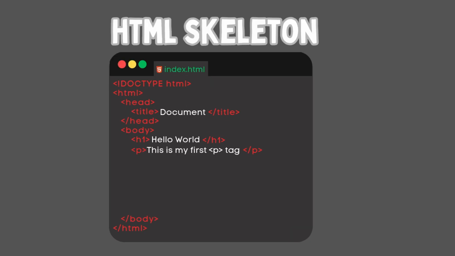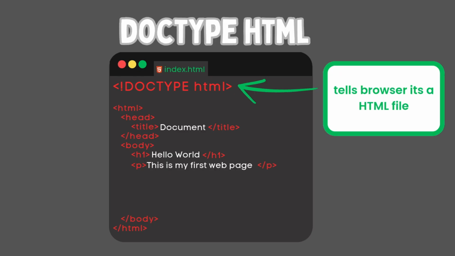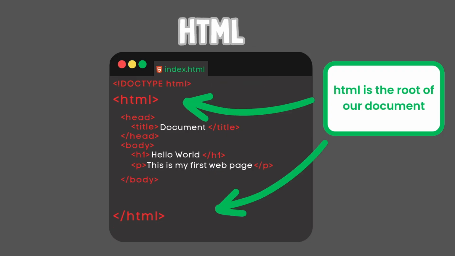Alright, let's start by looking at the basic structure of an HTML document. This structure, also known as the HTML skeleton, is the same across every website. At the very top, we have the doctype HTML declaration. This tells the browser that we're using HTML5, which is the latest version of HTML. Next, we wrap everything in HTML tags. This is the root of our document, and it tells the browser that everything inside is HTML content.